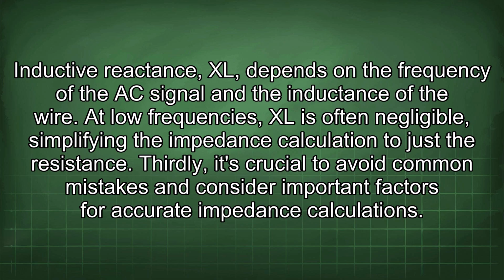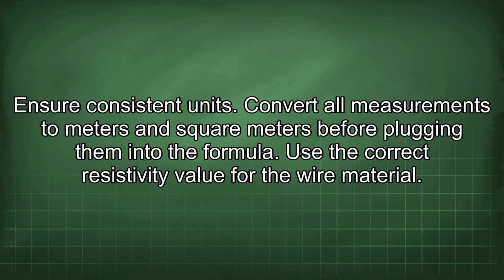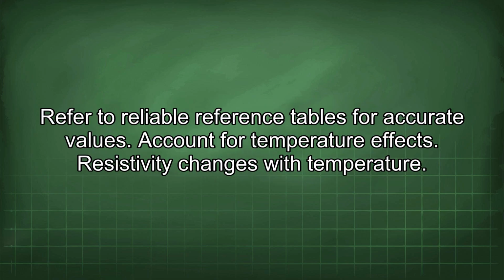Thirdly, it's crucial to avoid common mistakes and consider important factors for accurate impedance calculations. Ensure consistent units. Convert all measurements to meters and square meters before plugging them into the formula. Use the correct resistivity value for the wire material. Refer to reliable reference tables for accurate values.